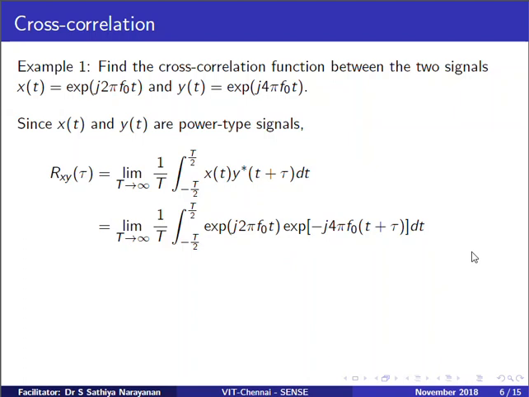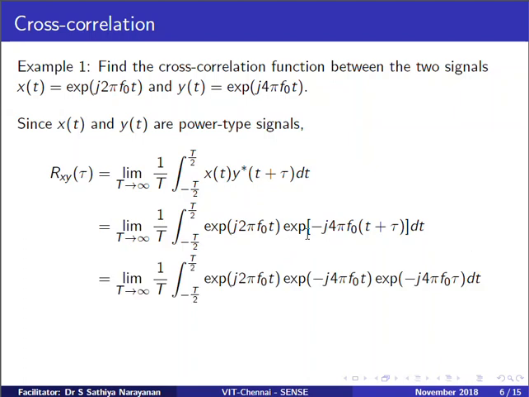Next, we can write this exponential of minus j 4 pi f naught t plus tau dt as the product of two terms, exponential minus j 4 pi f naught t and exponential minus j 4 pi f naught tau. The integral here is on t, therefore the exponential minus j 4 pi f naught tau term can be treated as a constant and hence taken out of the integral.